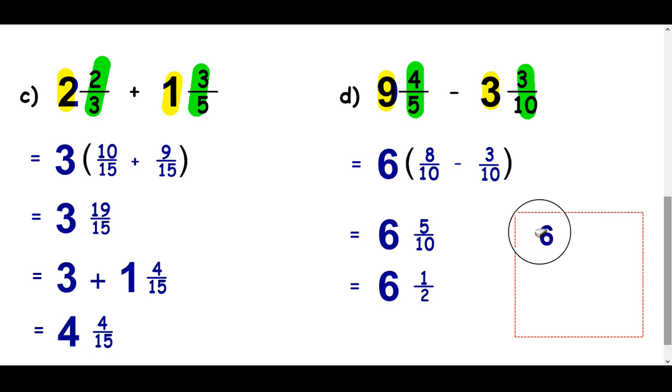But it still does work, and watch what happens. If you chose that, you would get 6 and you'd get 40 over 50. You would times that by 10 and you would times the top by 10, and you would get 15 over 50. You would times that by 5 and times the top by 5. Now you would take them away. You would get 6 and 25 over 50, and make sure you simplify this down to 6 and a half. It still works. It sometimes just makes things a wee bit harder.